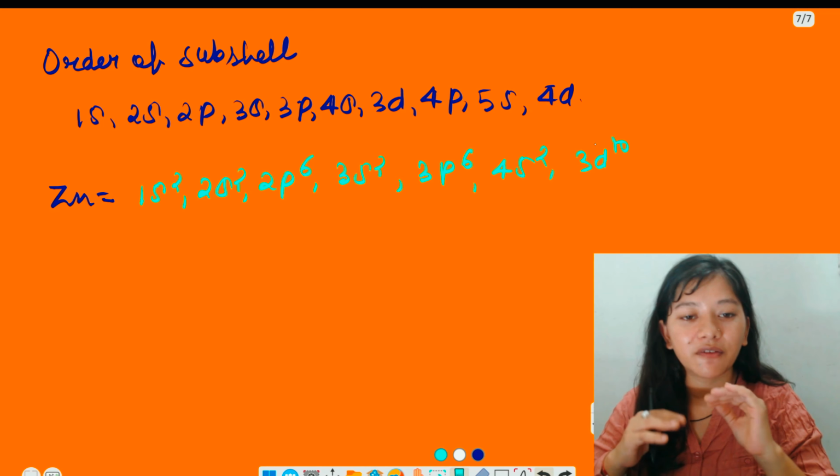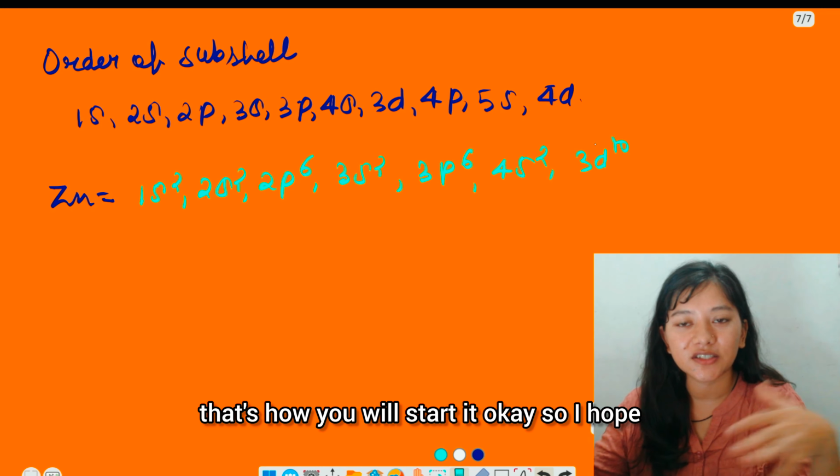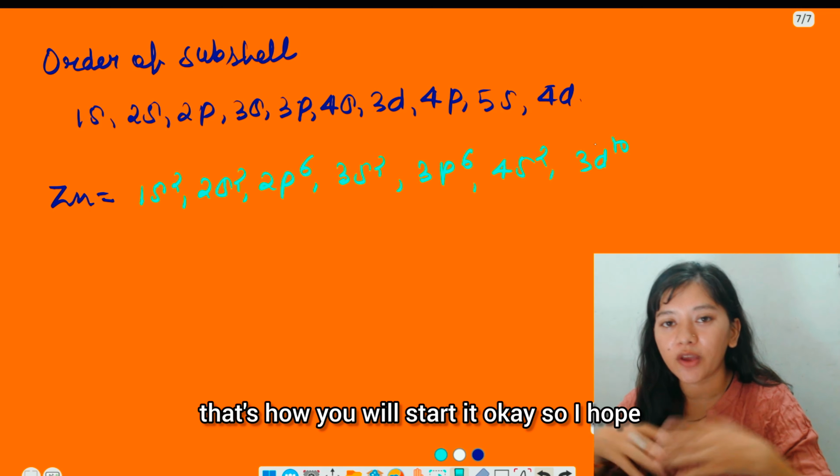I will say try this electronic configuration as much as you can. That's how you will start it, okay? So I hope this is clear for you.